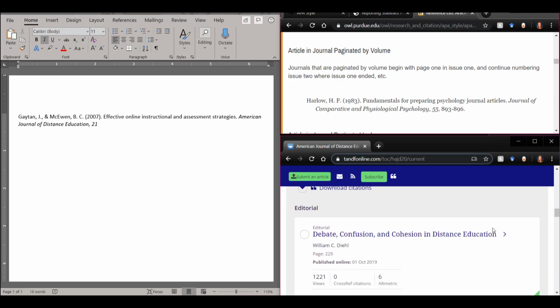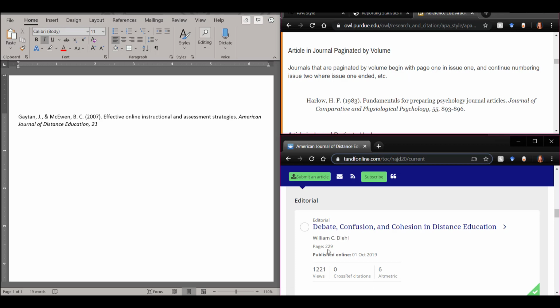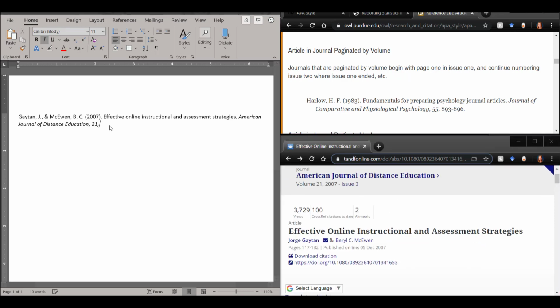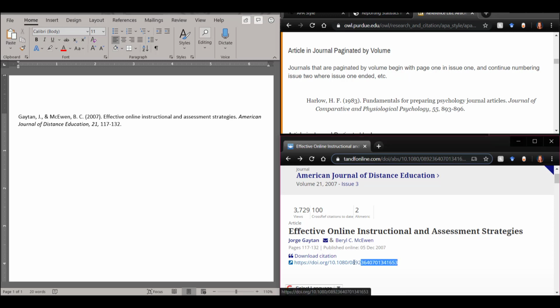And what page does the editorial start on? Well, the editorial for issue 4 starts on page 229. That means this journal uses pagination by volume. If you use pagination by issue, then the editorial would have started on page 1 for issue 4. So without being familiar with this journal, that's how I know that I don't need to include the issue. After that volume, we're going to include the page range, which I find here under the author's names. And then I include the DOI.